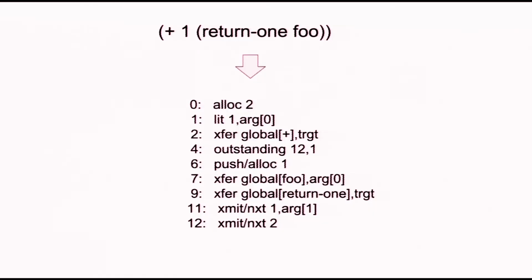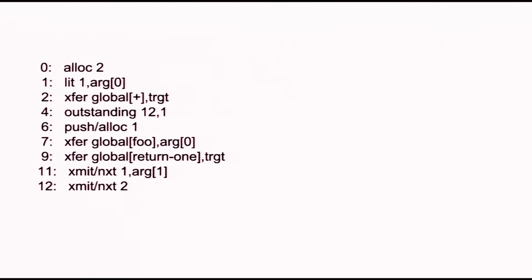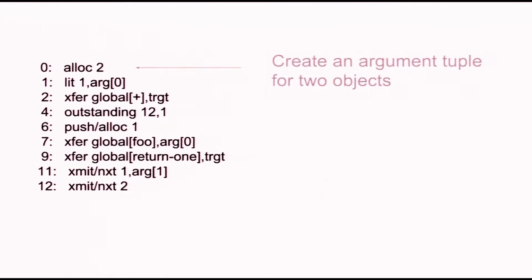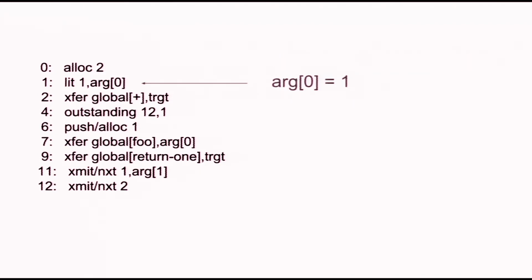Okay, so I'm going to walk you through the bytecode. First opcode here, alloc2. It creates an argument tuple in our current context, which can hold 2 objects. And we need these, as you might have figured, because the 2 objects are the numbers we want to add together. In the next step, we put the first integer into the first position of the argument tuple. Nothing fancy here.